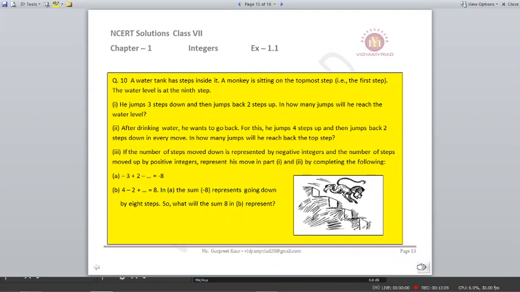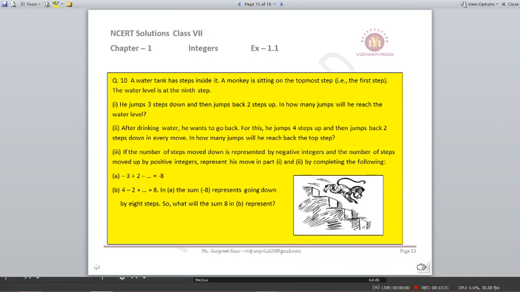Next and the last question is about a monkey who is sitting on the topmost step, that is the first step, and he wants to go to the water level which is at the 9th step. He jumps 3 steps down and jumps back 2 steps. In how many jumps will he reach the water level?